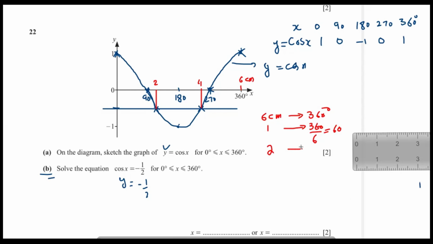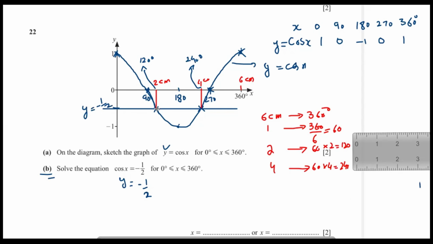And then for 2 centimeter, the value will be equal to 60 multiplied by 2. The value is equal to 120. Now you see here for 4 centimeter, the value becomes 60 multiplied by 4, that's equal to 240. Therefore, now you can write the angle against this value. This angle will be equal to 120 degree, and that angle is equal to 240 degree. Therefore, y equal to -1/2, this is the line y equal to -1/2.